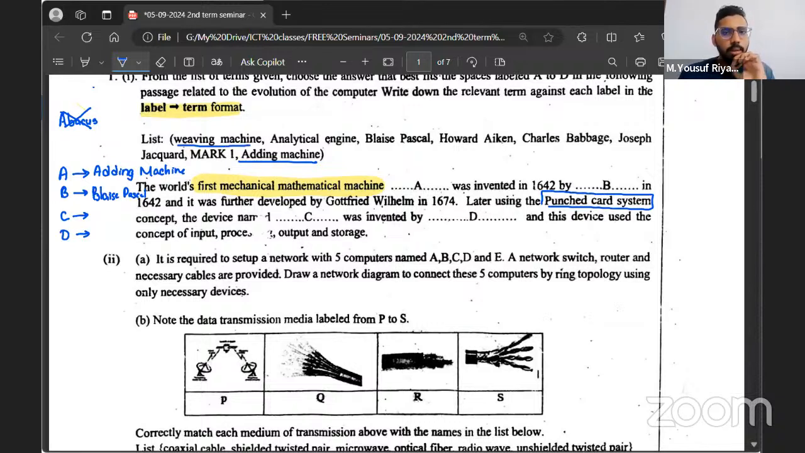Mechanical loom was not a computer. Mechanical loom was actually a sewing machine, which means a weaving machine, right? So this punch card system was first used in this mechanical loom, or you can also mention a weaving machine. And what was the punch card used for in the weaving machine? To store what?